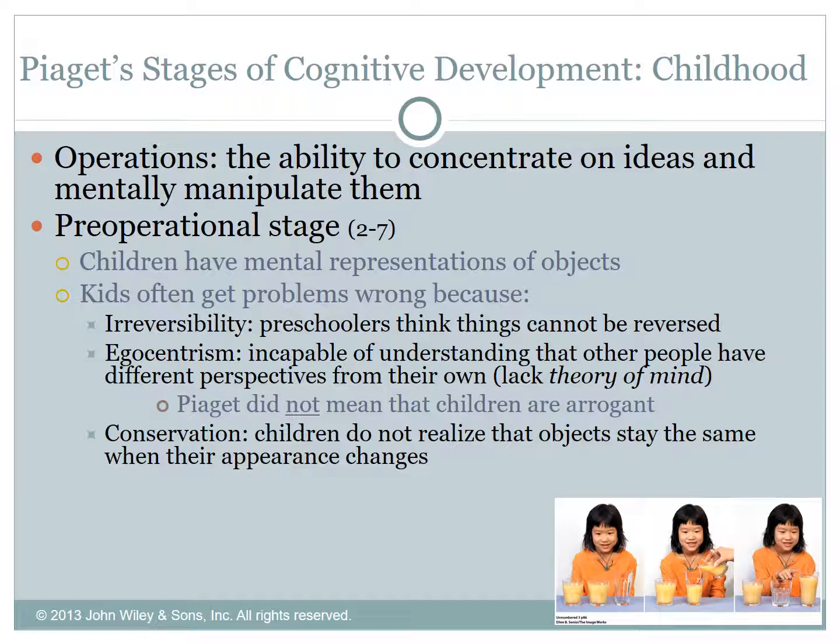Okay. And conservation occurs in a variety of environments, but it's the inability to realize that objects stay the same despite a change in appearance. Things like this orange juice example, where the child sees that two glasses of orange juice are identical, but when you pour one of those glasses into a tall, thin glass, it looks like more because the level of juice is higher. So the child will choose the glass that is taller and thinner because it appears to have more material in it. That's a form of conservation.